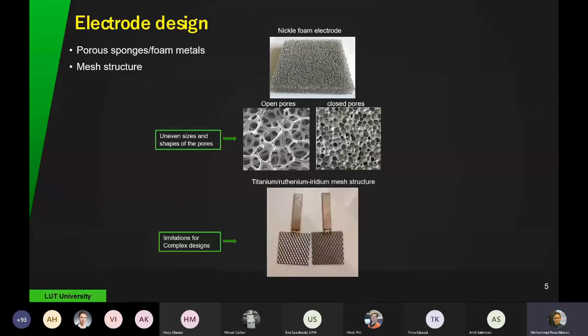The electrode designs that are being used these days as high surface area electrodes are presented here. Two examples. One is the porous sponge or foam metals. Here in the picture, you can see the nickel foam electrode on top. Nickel foam electrodes can have open pores or closed pores, with uneven sizes and shapes of the pores. In the last picture, the titanium ruthenium iridium mesh structure, they usually combine woven rods together, and they have these final shapes, so we have limitations for complex design.